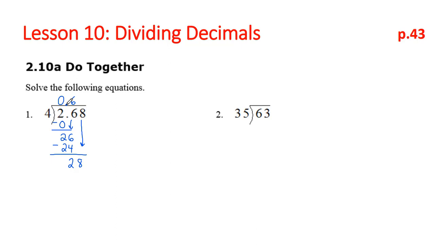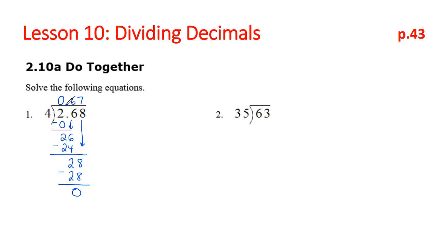This time 4 is going into 28, and 4 goes into 28 7 times. 7 times 4 is 28. What we achieve here is a 0 remainder, which is what we want with decimals. So we have a terminating decimal. 2.68 divided by 4 equals 0.67.